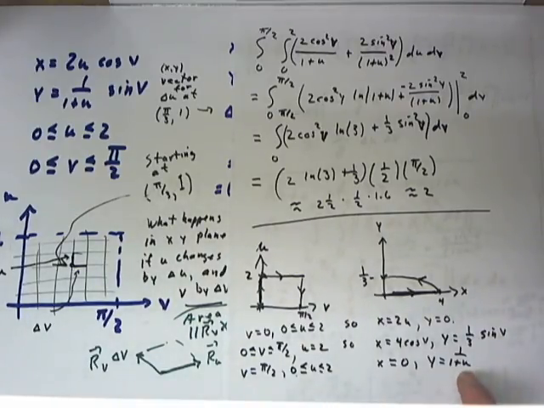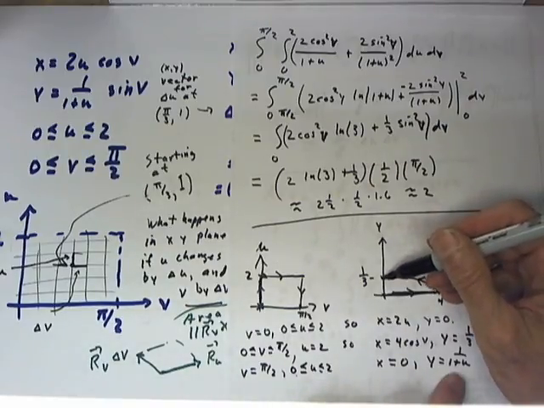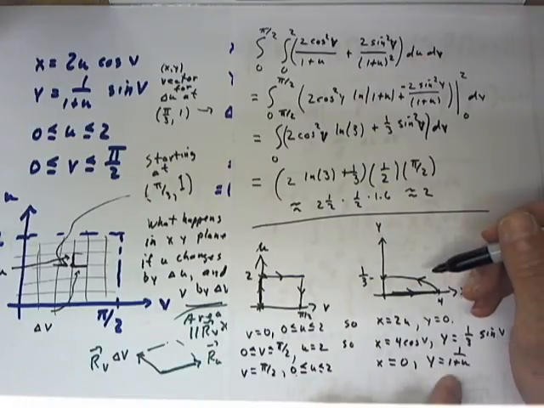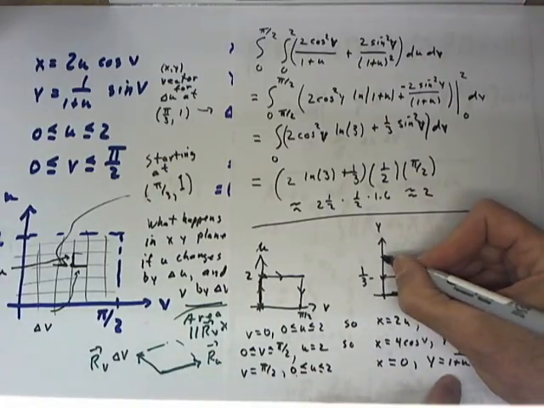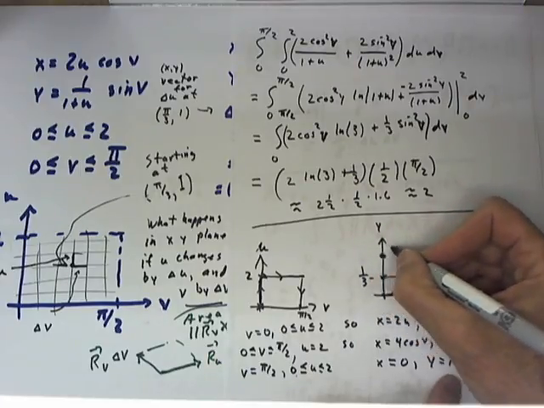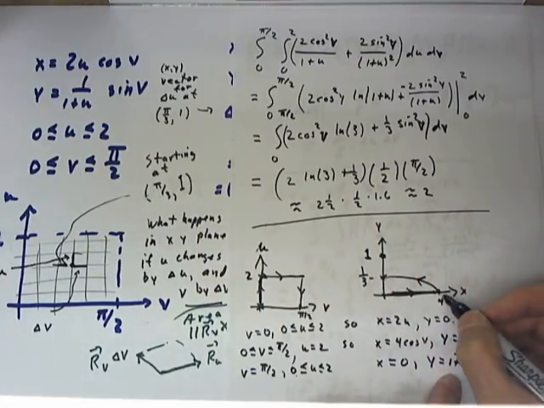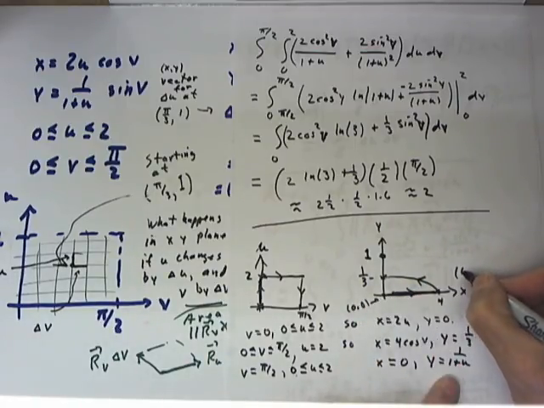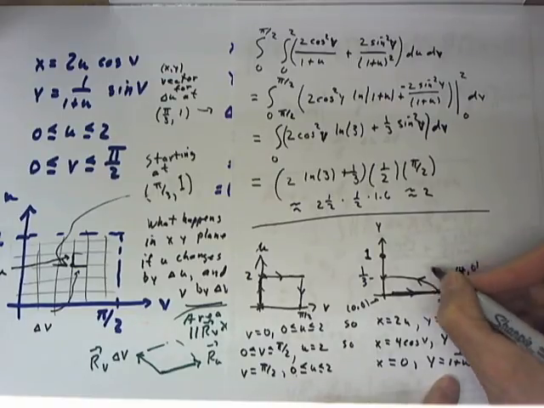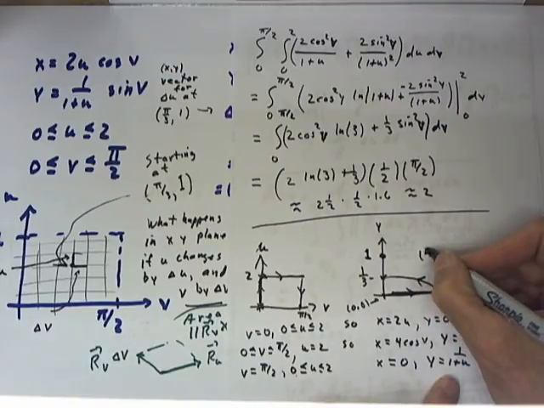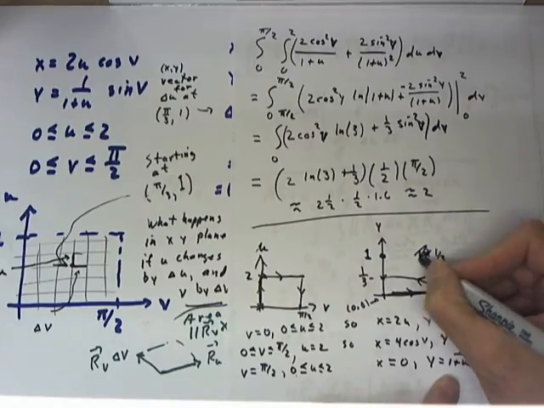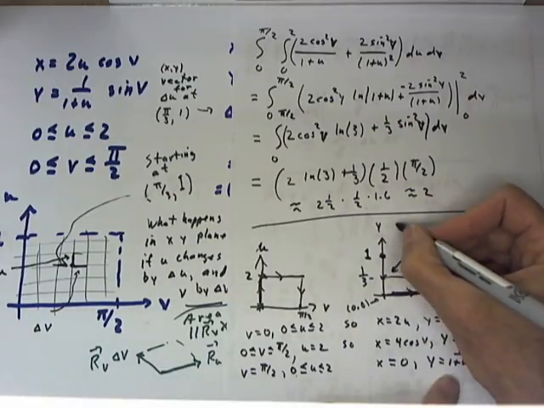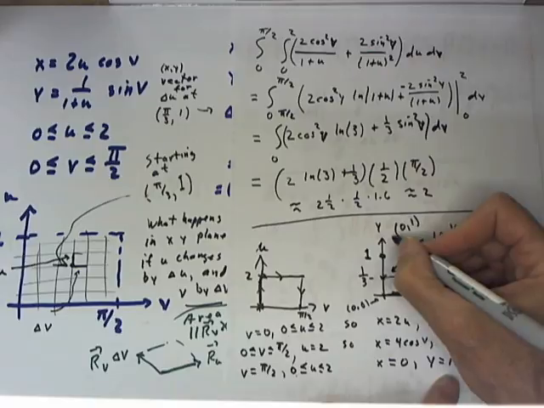Now when u equals 2, y equals 1/3. That puts us at the point (0, 1/3) right here. If u changes to 0, that's going to give us 1 over 1, so that's going to take us right up the y-axis to the point where y equals 1. So we've moved from the point (0, 0) to the point (4, 0), to the point (0, 1/3), to the point (0, 1).